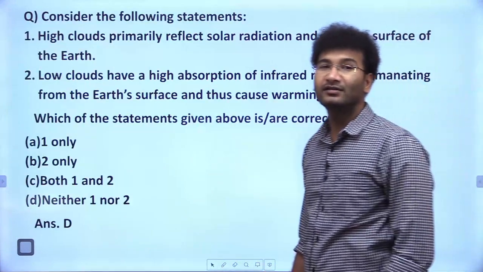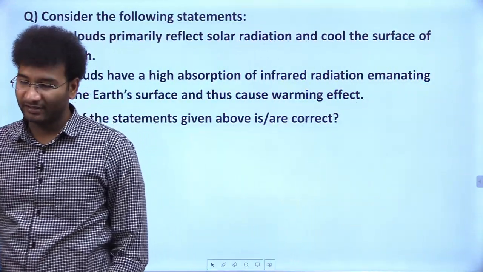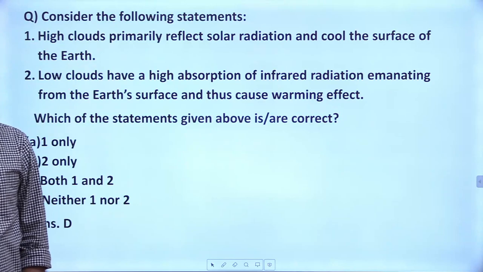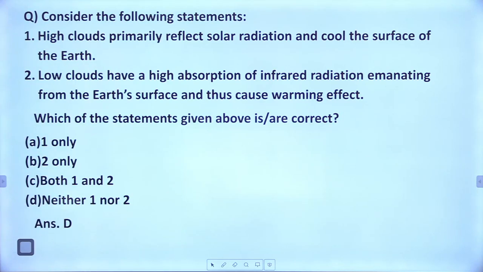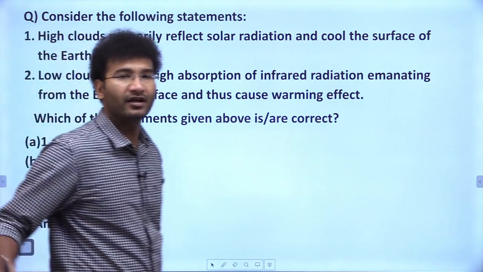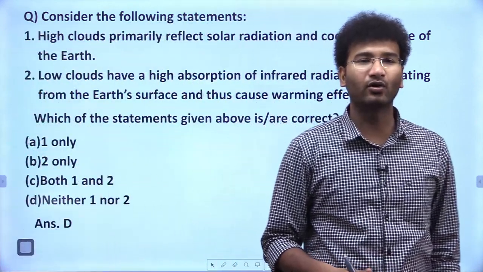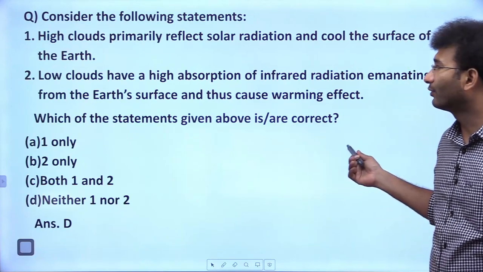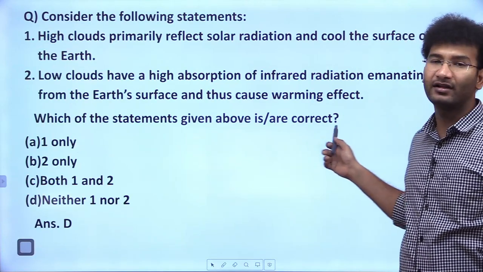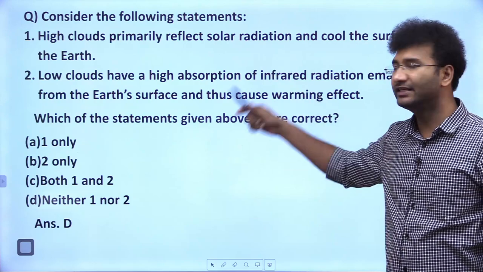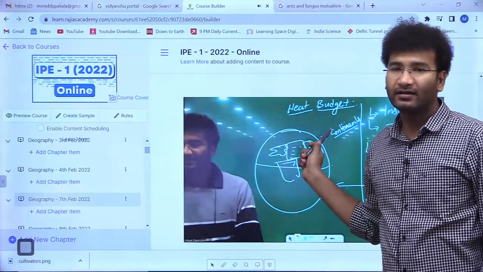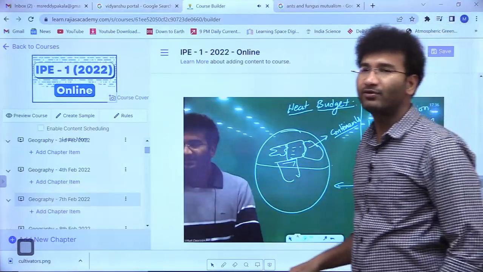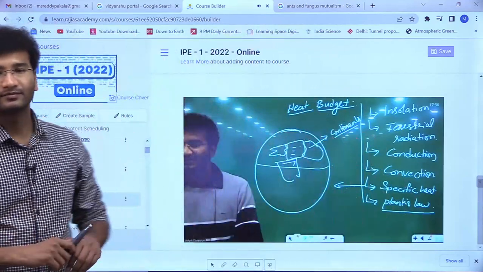Now the next question here, it's a dicey question. We don't even know what kind of answer can come in the UPSC examination, but look here. Consider the following statements. High clouds primarily reflect solar radiation and cool the surface of the earth. Low clouds have a high absorption of infrared radiation emanating from the earth's surface and thus cause a warming effect. The answer here is D, and we have done it on 7th of February 2022, right?